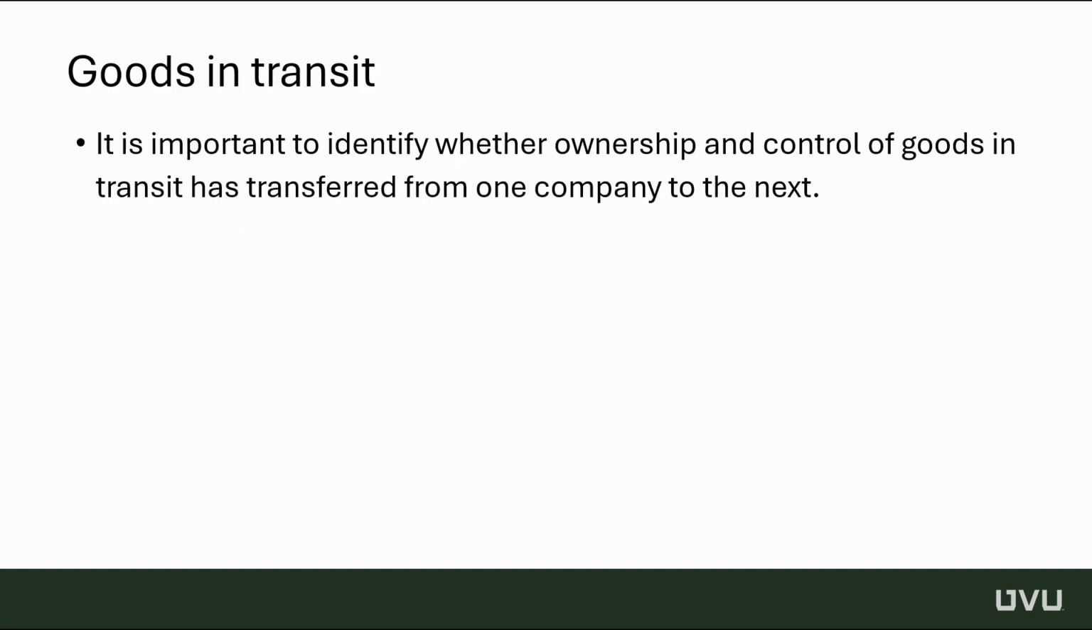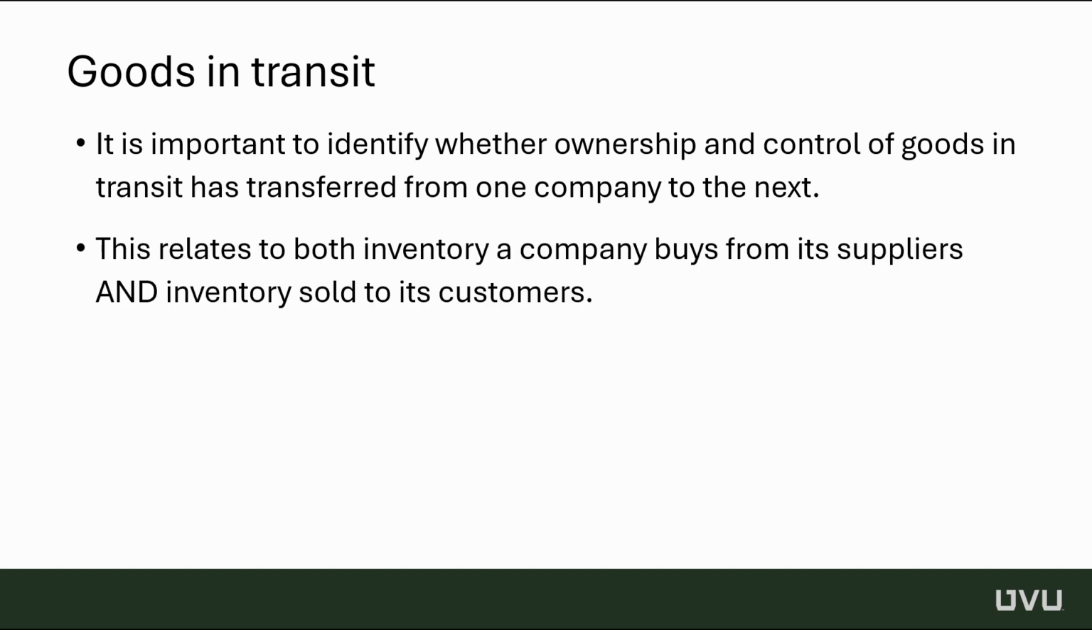Like I mentioned, with goods in transit, the key task here is to identify which party, either the buyer or the seller, has ownership and legal control of the goods, which comes from determining at which point in time title transfers from the one to the other. And this doesn't just relate to when a company sells to its own customers, we also have to consider the amounts being purchased from suppliers.